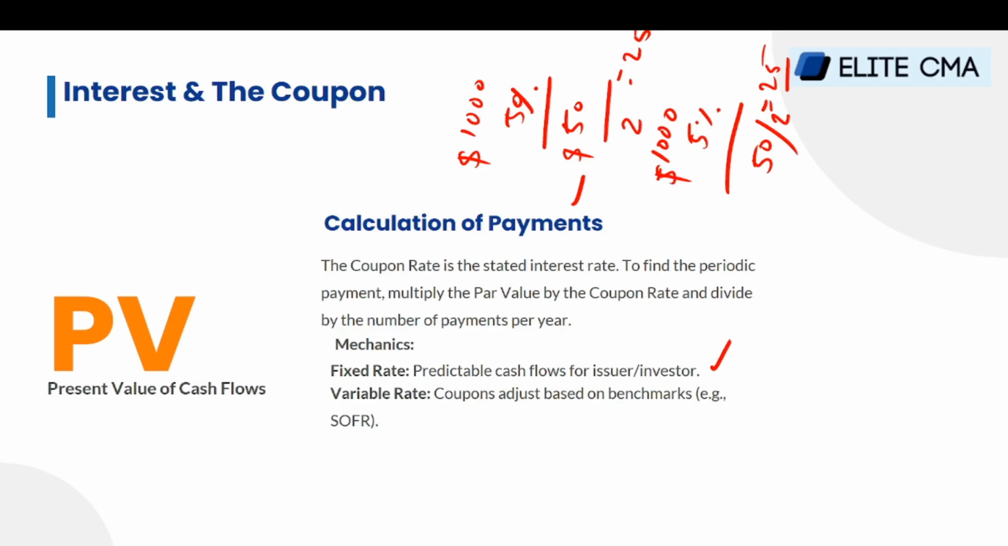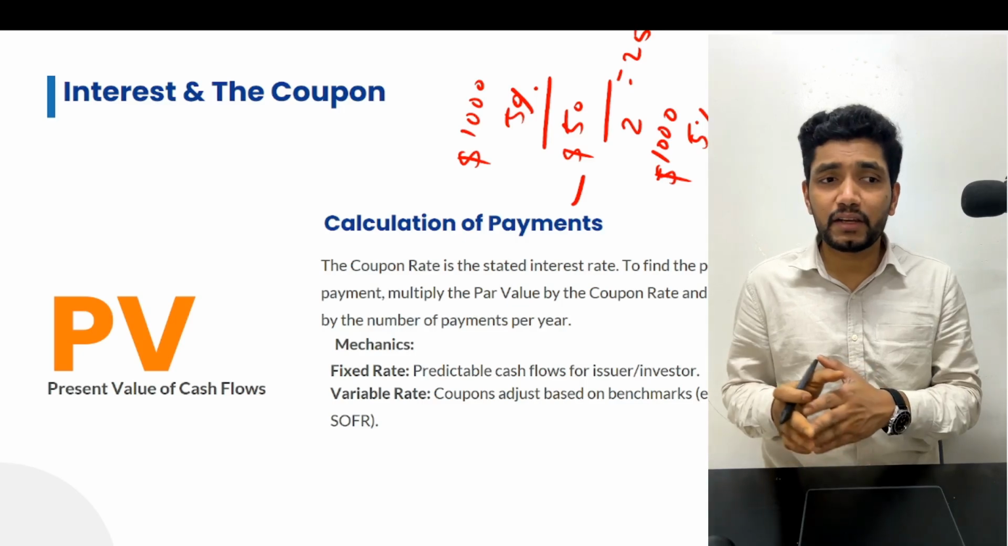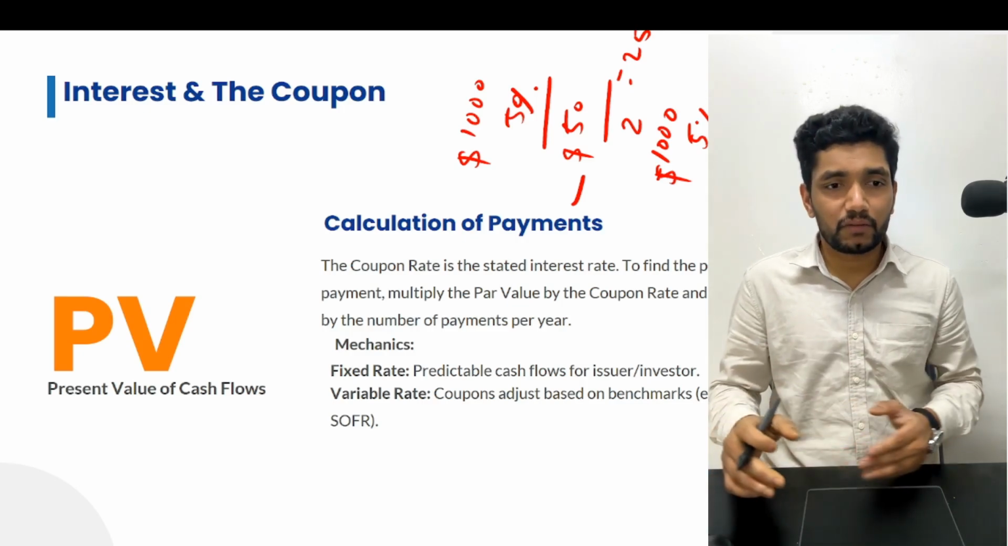In the case of a variable rate, the coupon rate is adjusting based on some benchmark. There should be some benchmark set against some measures, some metrics. So to calculate the coupon rate or the interest rate, it will link with that metric or benchmark. So the calculation of payments is pretty simple. You calculate the annual payment by multiplying the face value by the coupon rate. Then you get the total annual payment and distribute that into the number of payments.